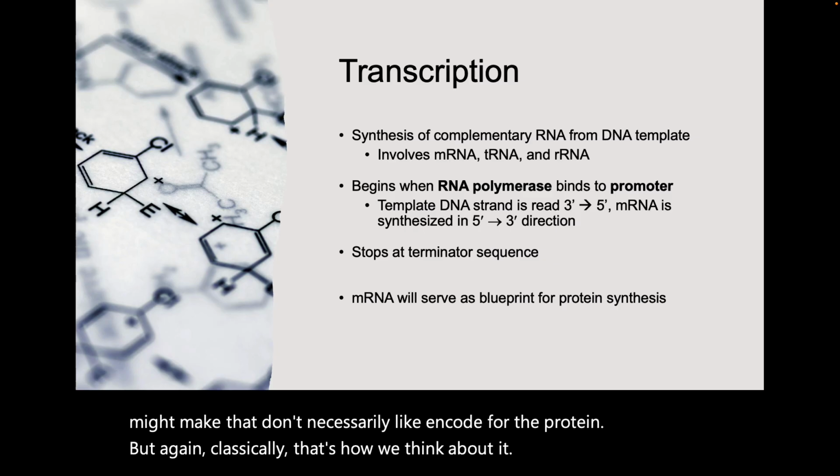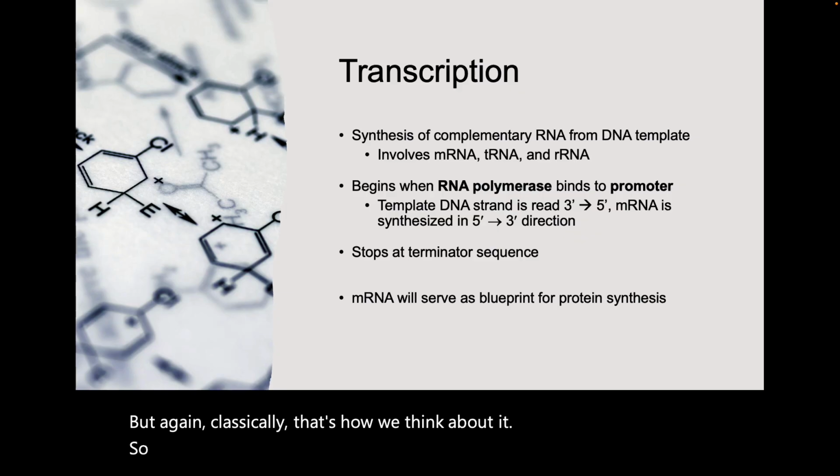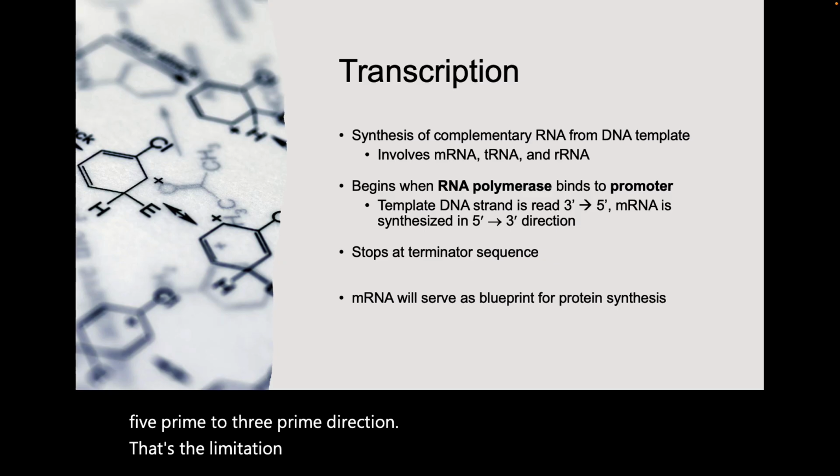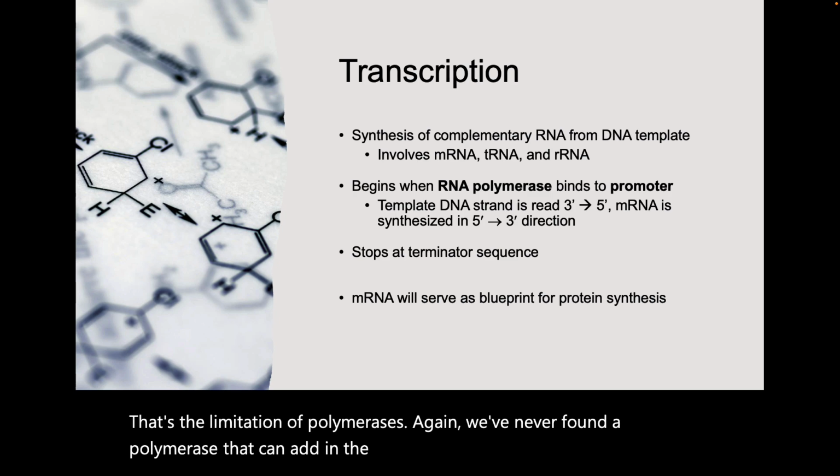As with DNA replication, RNA polymerase also only adds bases in the 5' to 3' direction. That's the limitation of polymerases. Again, we've never found a polymerase that can add in the opposite direction. It has to be 5' to 3'.